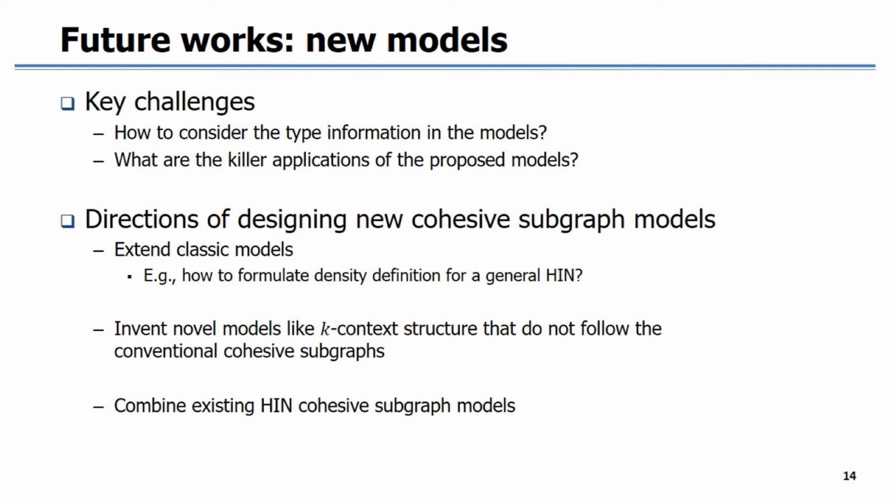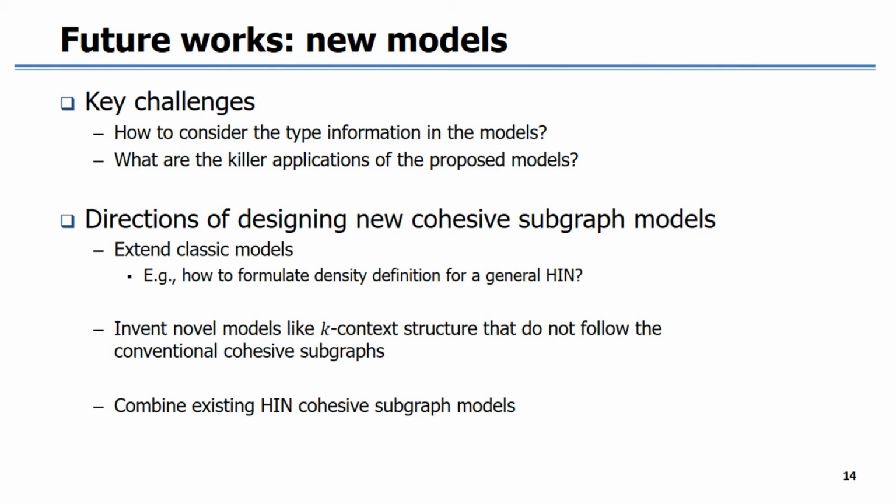In the following, we will discuss the future work for cohesive subgraph search on HINs. The first line of future work is on new models. As introduced in the tutorial, several cohesive subgraph models on HINs have been proposed, but they are still insufficient to cover all related real applications, especially for general HINs that contain various types of vertices and edges. Generally, there are three directions for studying novel cohesive subgraph models in HINs.